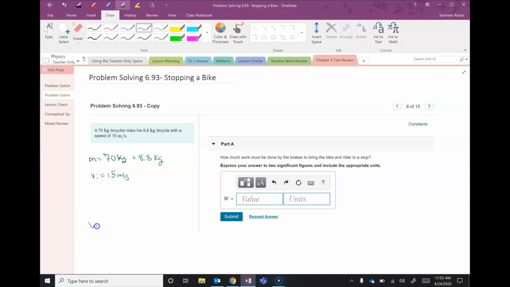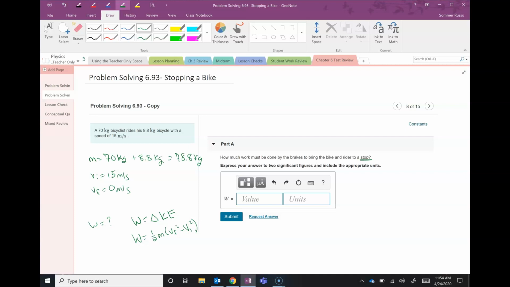We want to know how much work must be done by the brakes to bring the bike and rider to a stop. Bike and rider says that we are going to add these two, so we get 78.8 kilograms. We are coming to a stop, so our final velocity is 0. We know that work is equal to a change in kinetic energy. So using the equation I just looked at before, work is equal to 1/2 m times VF squared minus VI squared.